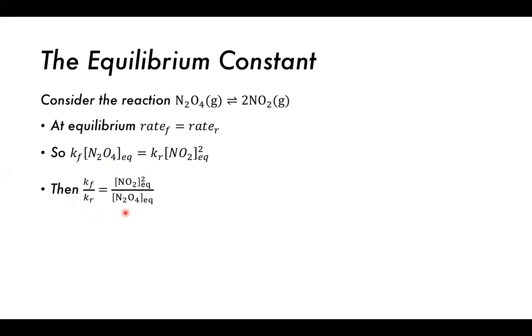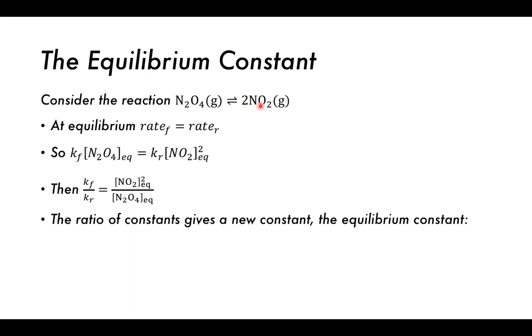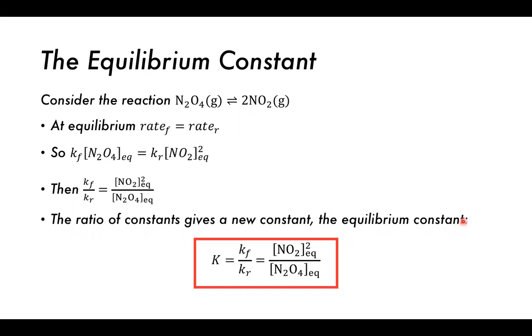So this can be rewritten like this, where the square is, of course, the stoichiometric coefficient of the molecule in the equation. The ratio of rate constants gives a new constant, which is known as the equilibrium constant, where K is equal to the forward reaction rate constant over the reverse reaction rate constant, which is equal to the concentration of the product over the concentration of the reactants, each to the power of their stoichiometric coefficient. The stoichiometric coefficient here is 1 and here is 2, so this one is going to be to the power of 2. And that gives us something called the equilibrium constant.